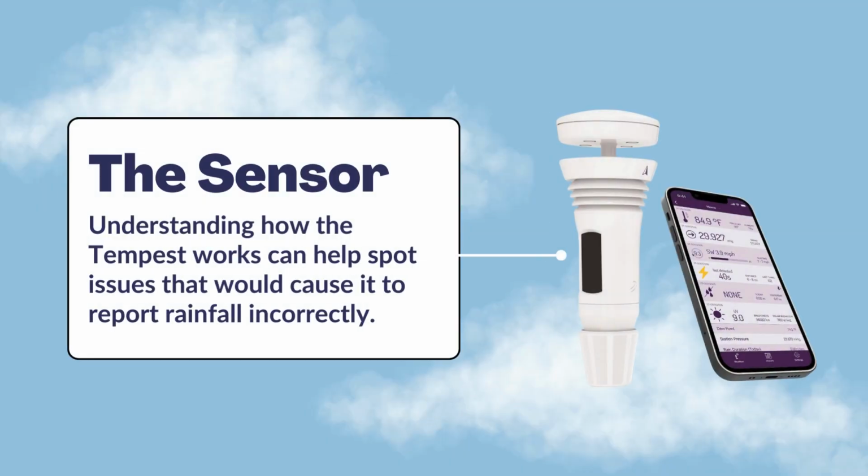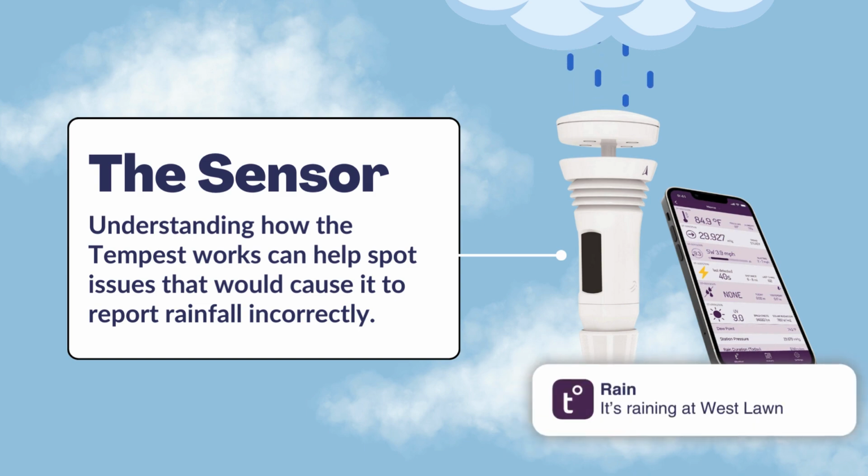Understanding how the Tempest works can help spot issues that would cause it to report rainfall incorrectly. The rain gauge uses haptic technology to sense rainfall, the same technology used to sense your finger on a smartphone. Here, when a raindrop comes in contact with the haptic sensor on the top of the device, the vibration is measured in order to determine how much rain is falling.